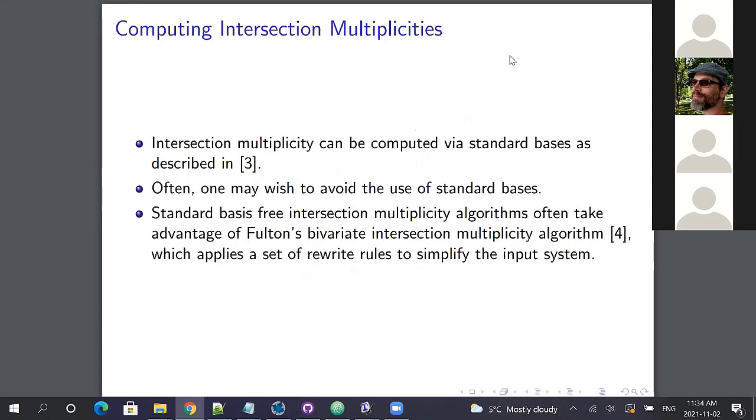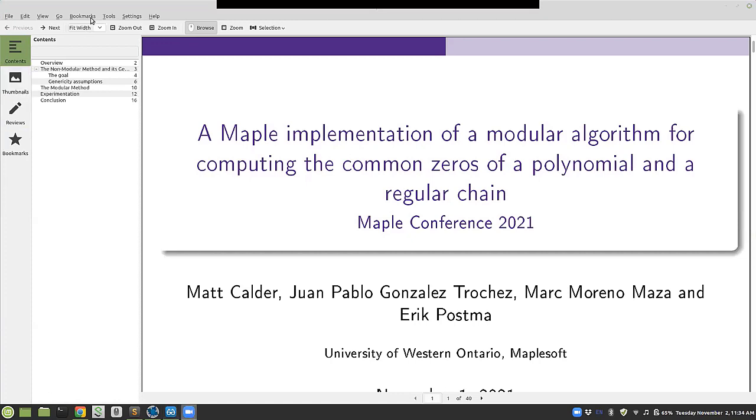If you could stop sharing your screen, then I'd like to introduce the next speaker, which is Juan Pablo Gonzalez Trochez. Juan is going to give the next presentation, and could you start, Juan? Go ahead. Hello, I will start sharing my screen now. Share. Okay.